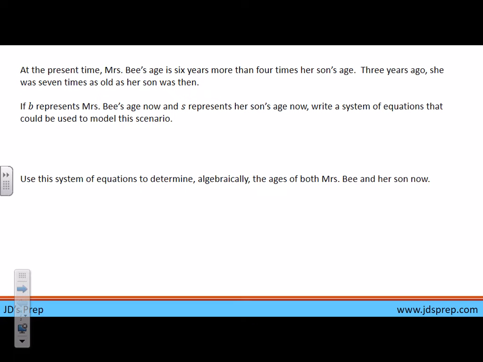So what we're trying to do here is use the information given in those two sentences to create a system of equations. The first equation tells us that Mrs. B's age, which is B, is 6 years more than 4 times her son's age, which is S. 4 times her son's age is 4S, and 6 years more than that, we add 6. And that gives us Mrs. B's age, which is B.